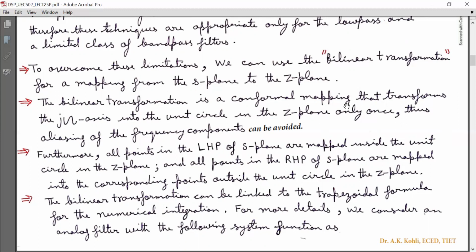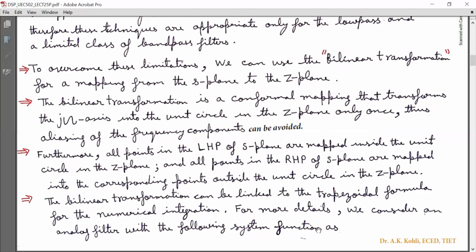Furthermore, all points in the LHP, that is left hand portion of S plane, are mapped inside the unit circle in the Z plane, and all points in the RHP, right hand portion of S plane, are mapped into the corresponding points outside the unit circle in the Z plane. The bilinear transformation can be linked to the trapezoidal formula for the numerical integration.